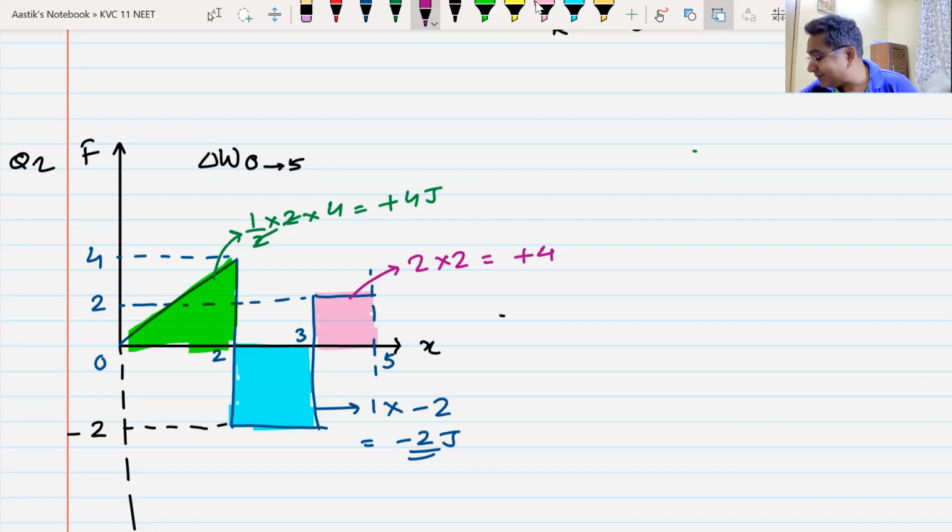Now we just add 4 plus 4 is 8. 8 minus 2, the answer would be the work done from 0 to 5 is plus 6 joules. And that is the answer that we were looking for. And this is the most difficult question that you can get in your exam. Just have to find 2 or 3 areas and we are done. Everyone understands this? Yes or no?